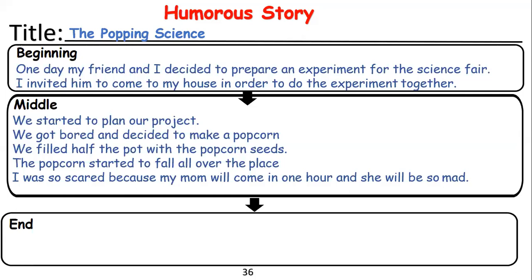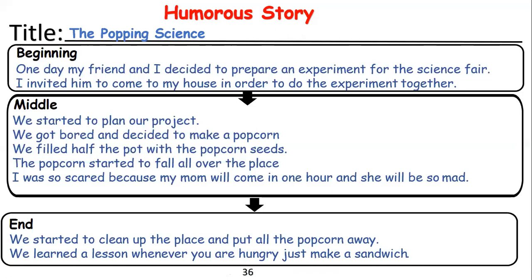Now, what happened at the end? At the end, we explain how the story ends and describe what happened to the characters and how the problem got solved. If there is a lesson, you can mention it at the end of the story. Okay. What we have: we started to clean up the place and put all the popcorn away, and we learned a lesson: whenever you are hungry, just make a sandwich.